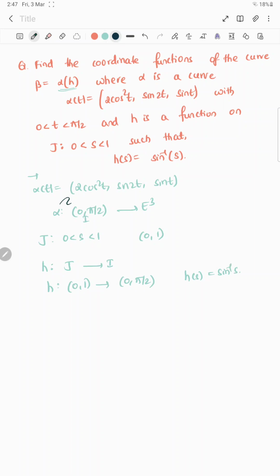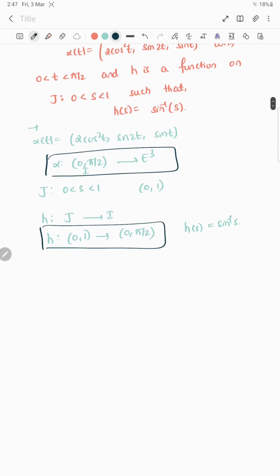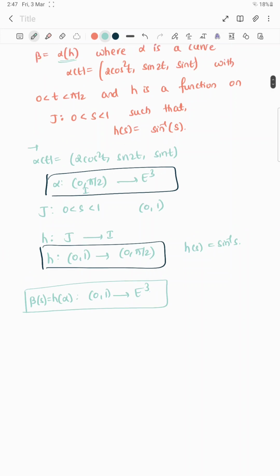So now we have alpha and h. By composition of functions we will have alpha of h, which is from 0 to 1 to E3. So this composition function is nothing but our beta. We can observe the concept of reparameterization involves composition of functions. We just follow the procedure as we have seen in the reparameterization concept.